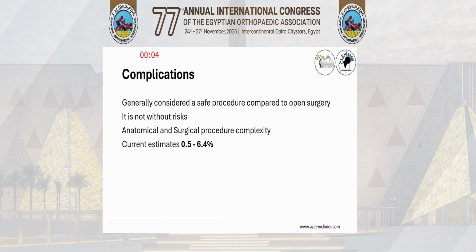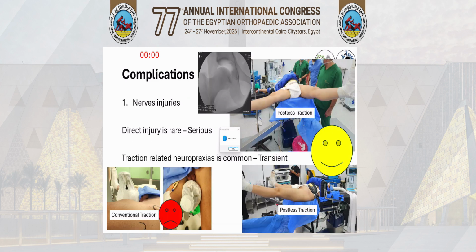Complications. Hip arthroscopy is generally considered a safe procedure. However, there is no procedure without risk. It's an anatomically and surgically complex procedure, and the currently estimated complication rate ranges in the literature between 0.5 to 6%. Most of the complications revolve around nerve injuries. Direct nerve injuries are rare, but serious, either to the femoral nerve or the sciatic nerve. However, traction-related nerve injuries are very common and usually transient. Now we're moving from post traction to postless traction, and most of my surgeries now use no post, and it's doing perfectly.